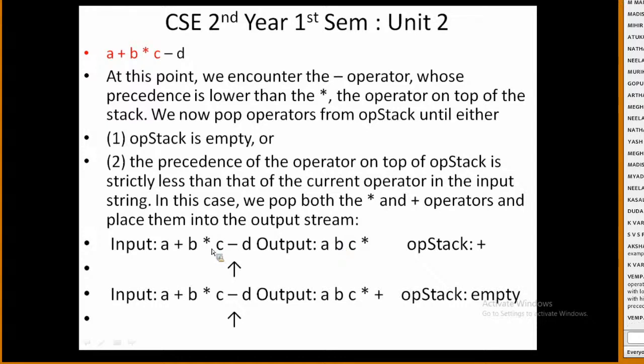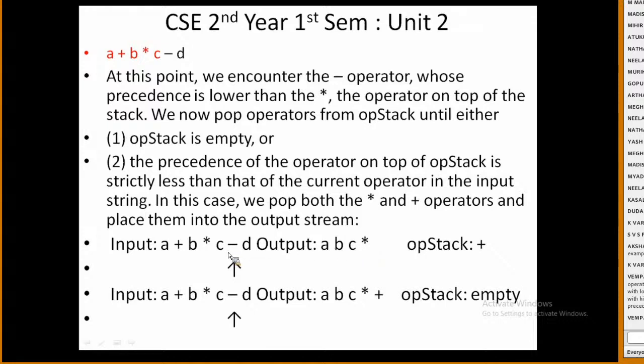Then we proceeded to multiplication. The precedence of multiplication is 2 and the precedence of addition is 1. Precedence of multiplication being higher than that of the plus, so what we did, we pushed it over here. Then we came to C. Now C is not an operator, so we straight away put it over here.